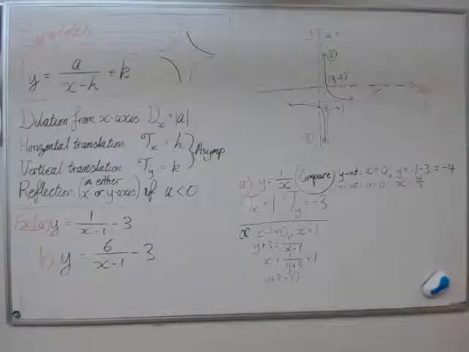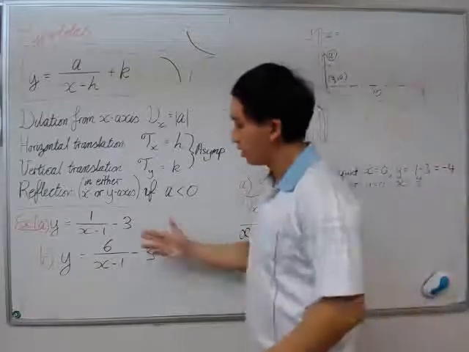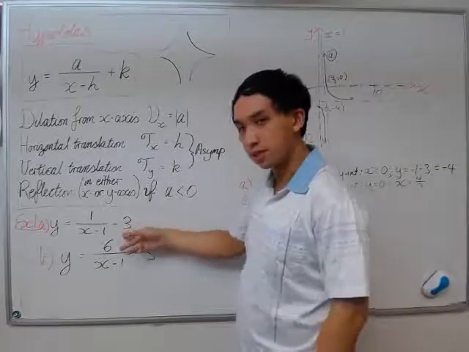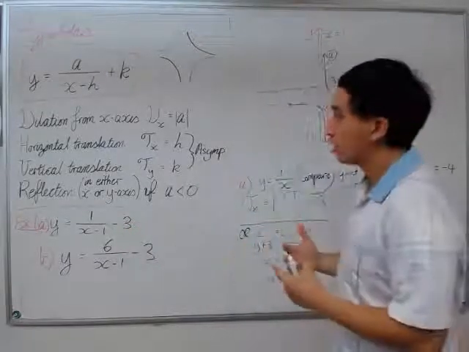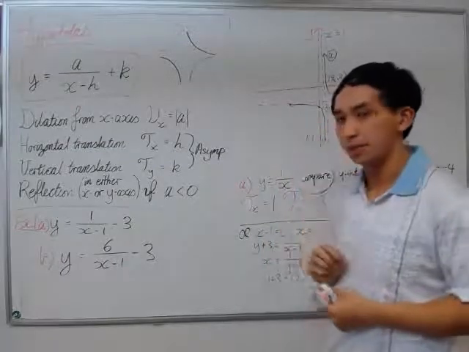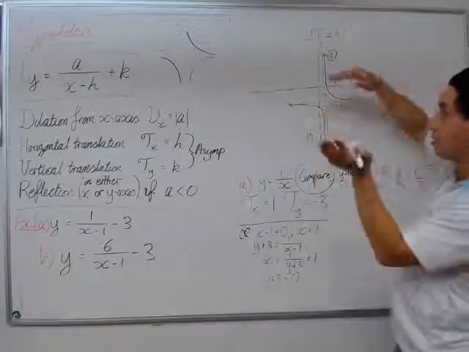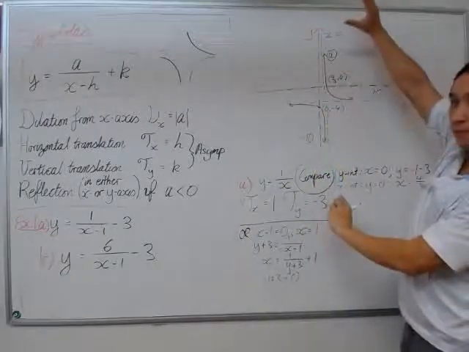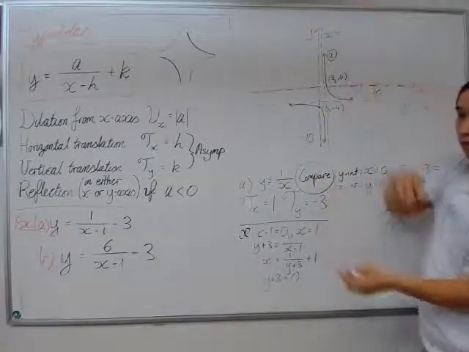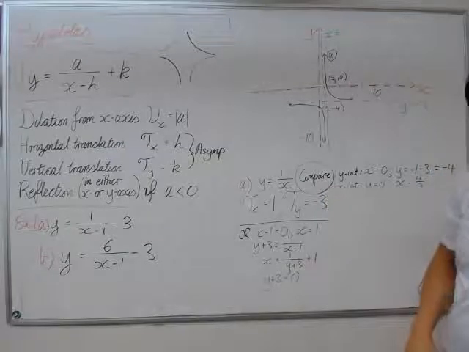Alright, what about part B? Now the only thing that's changed over here is instead of a 1, we have a 6 here now. So the a value has changed to the number 6. What does this mean? So this means our dilation away from the x-axis, we're going to be stretching this graph outward now in the vertical direction. It's one way to interpret it.